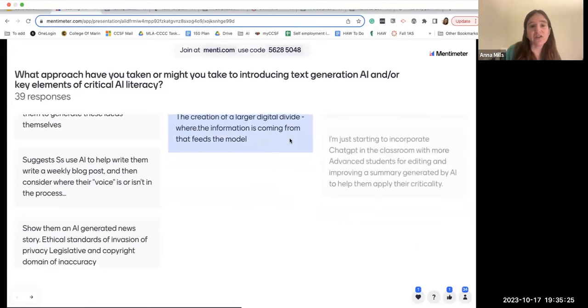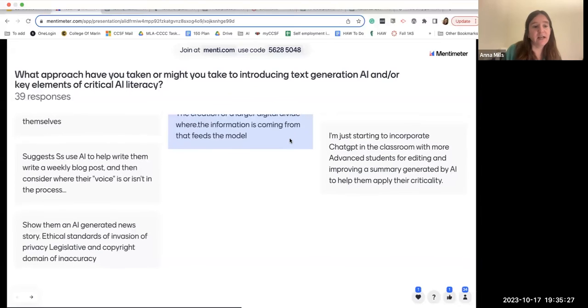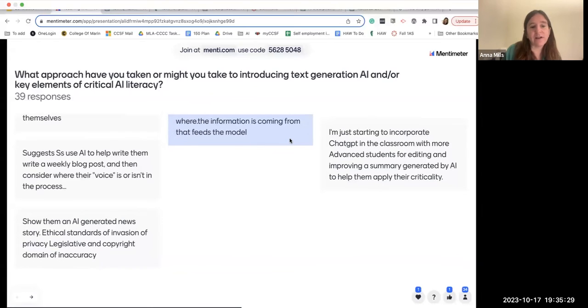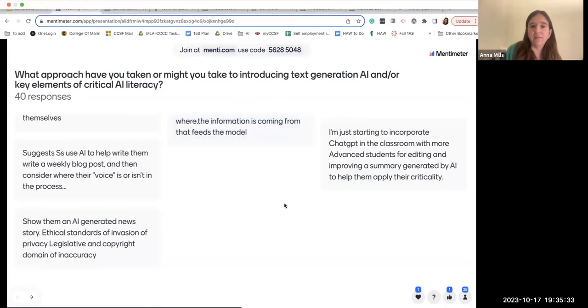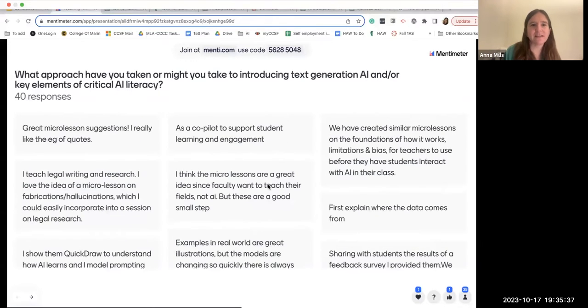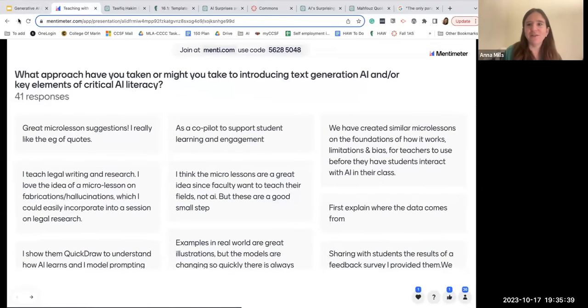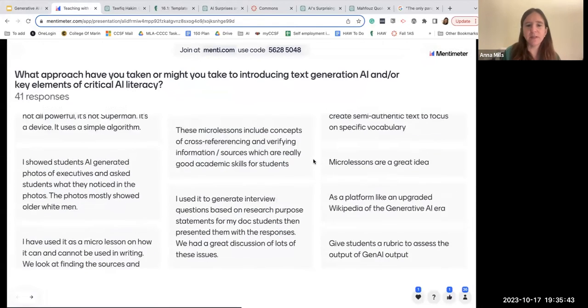The creation of a larger digital divide, privacy, legislative, and copyright issues. Wonderful. So I will share this whole list after. You're not able to see your own response. Let me see.